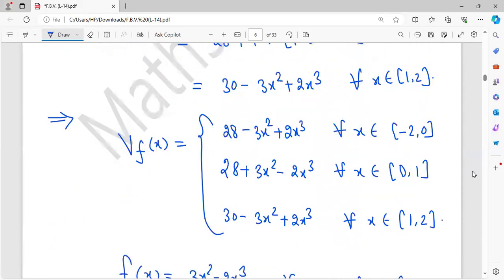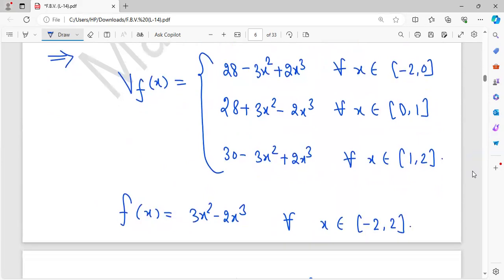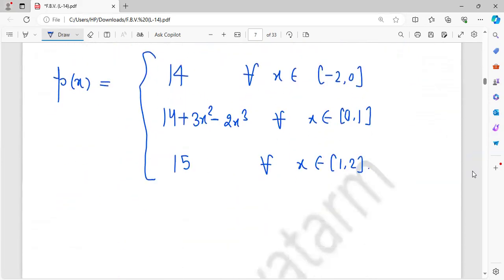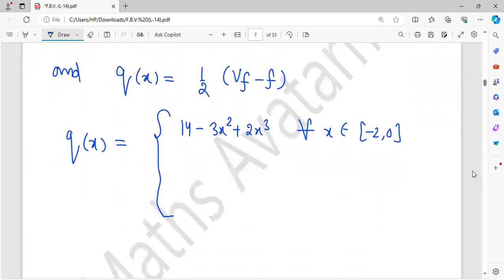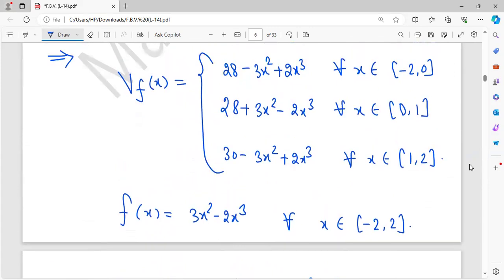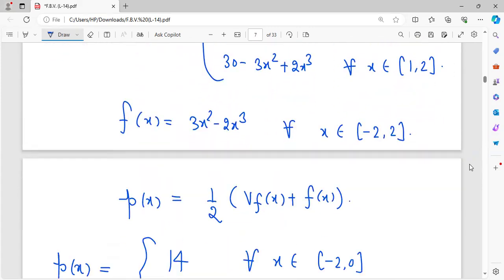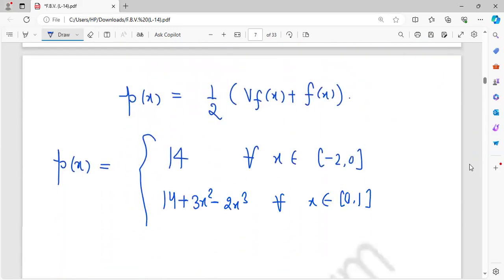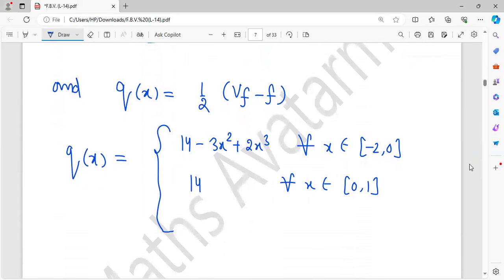Now, subtract again on the closed interval 0, 1. What will you get? This will be minus, so 14 will be here, 14 for all x belongs to 0 to 1. And what will be the final one? On the final interval 1 to 2, subtract it. So you will get 15 minus 3x square plus 2x cube for all x in the closed interval 1 to 2.